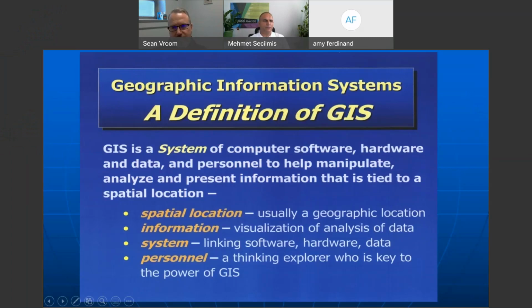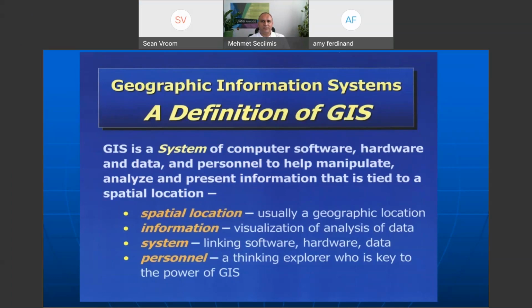Thanks for the introduction, Sean. My name is Mehmet Selmas, as Sean explained, and I'm with Esri, Esri's AEC and environmental team. I've been with Esri for 5.5 years, and before that, almost 20 years, I worked in engineering and environment companies. I was involved in environmental projects and GIS projects, including brownfields.